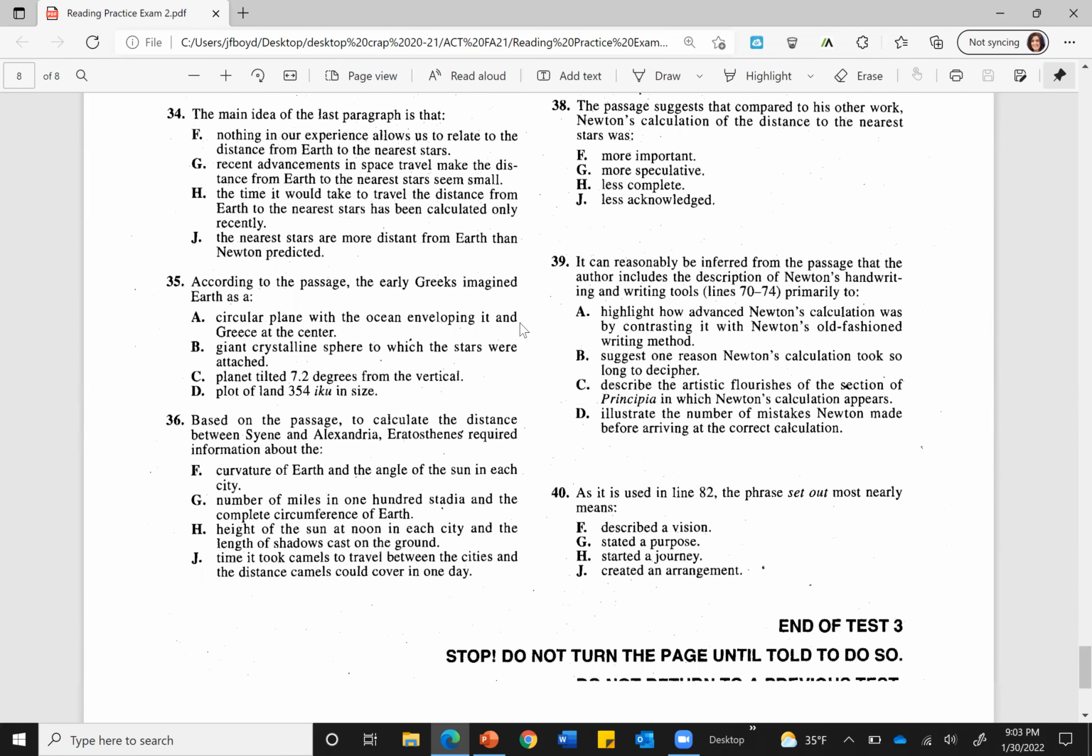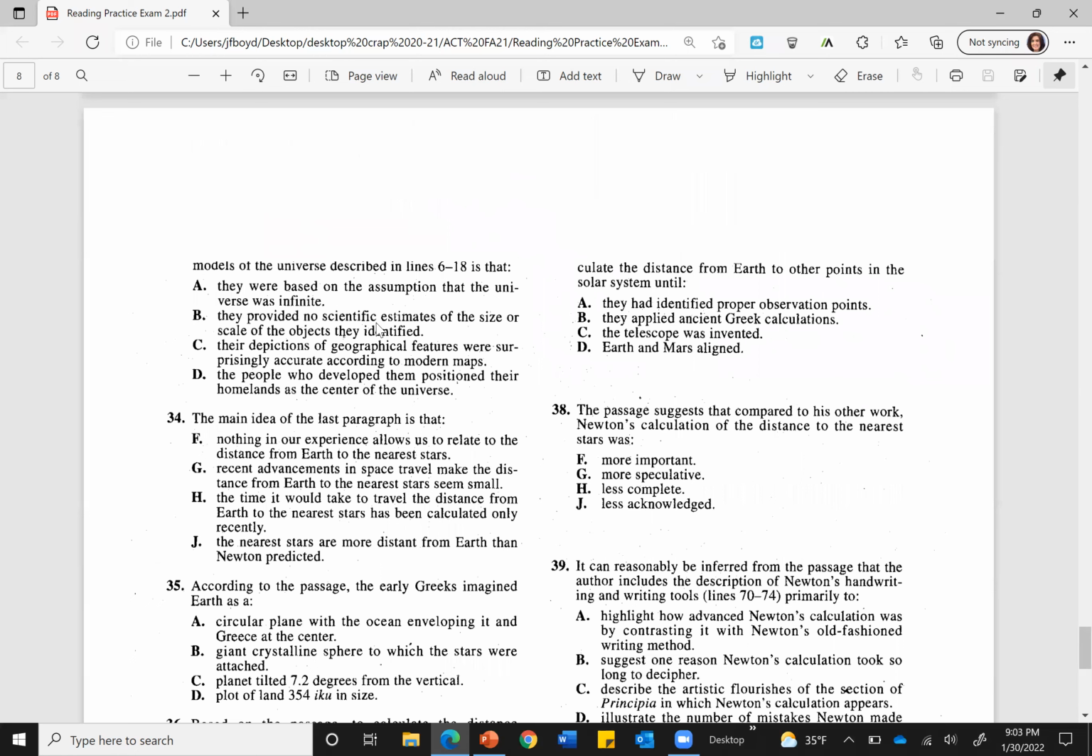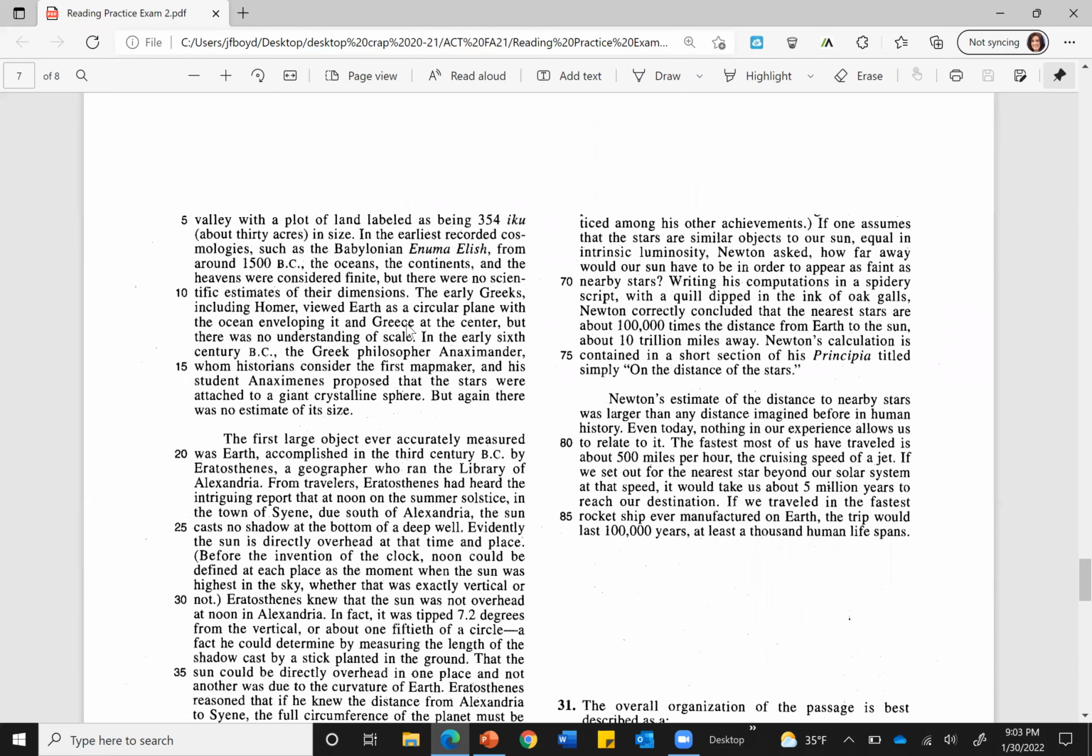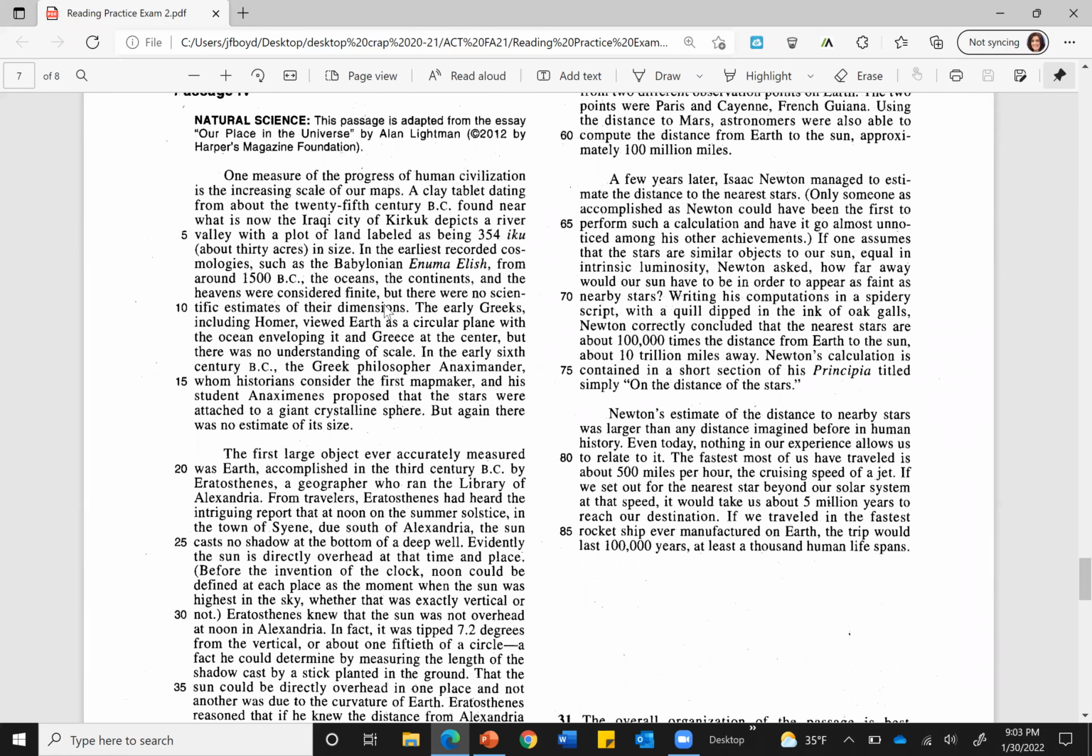Number 35. According to the passage, the early Greeks imagined Earth as a circular plane with the ocean enveloping it and Greece at the center. And we can look right up here around line 11 through 12 in order to back that up.